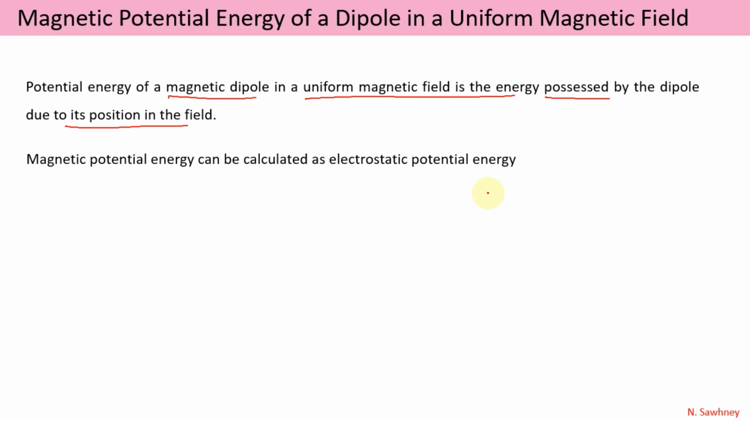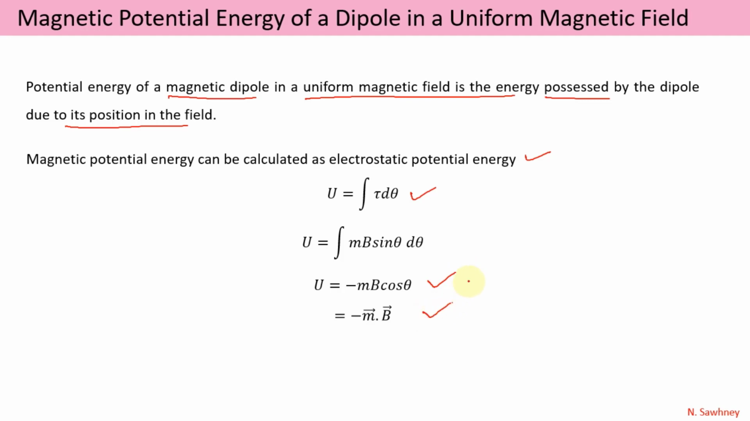Magnetic potential energy can be calculated in the same way as we have done in electrostatics. So, let the magnet be rotated through a small angle dθ against the torque. So some work is done, and this work done is stored as potential energy of the magnet. So potential energy will be equal to the integral of torque dθ. Let us put the value of the torque we have just calculated, which is mB sinθ dθ. Integrating it, we will obtain −mB cosθ, or even in vector notation we can write down the dot product of m and B.